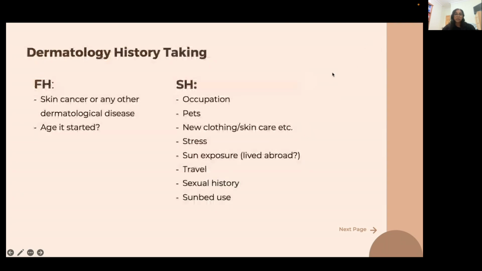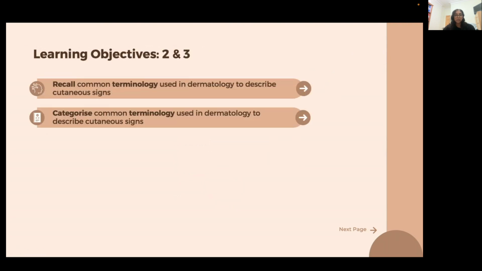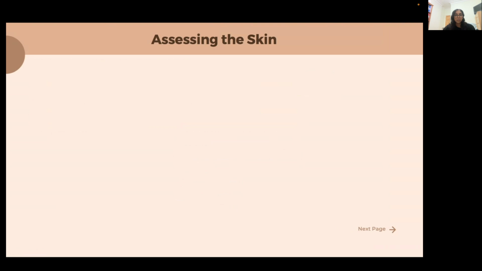Okay, so those are the main points that I think are important to cover in history taking for dermatology. If anyone's got any questions, just let me know in the chat. And if not, we can go on to talking about assessing the skin and the terminology that we can use. Can't see any questions. Cool, thanks.